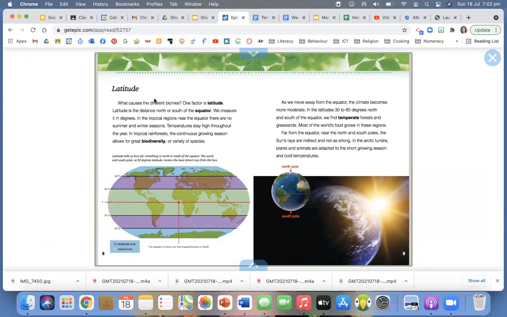Oh, I really like there. Did you notice that there? I was thinking to myself, what is latitude? And I could have clicked on that word, but it actually had an embedded definition. So it actually tells me that latitude is the distance north or south of the equator. But I'm stuck on that word equator. What is the equator?